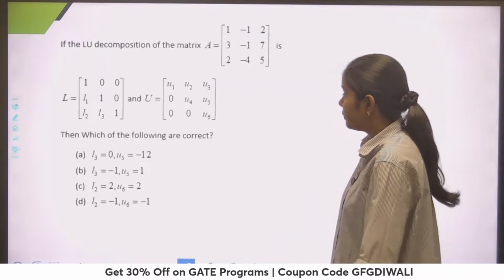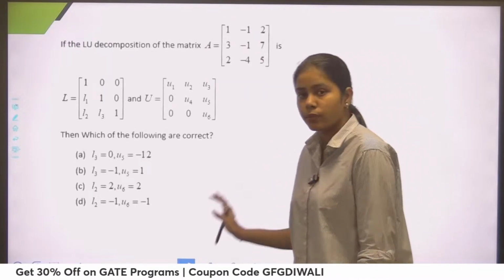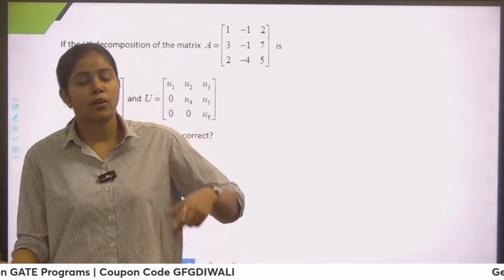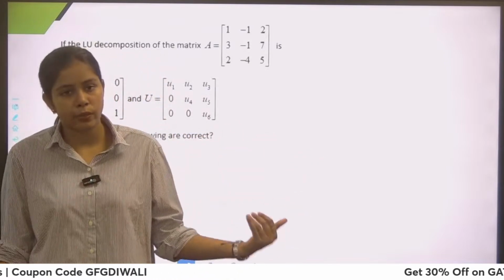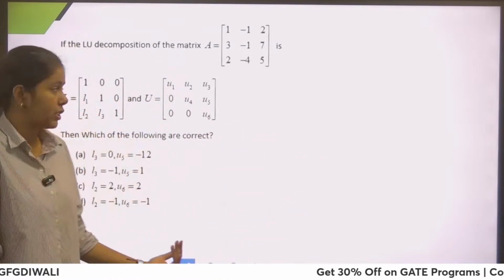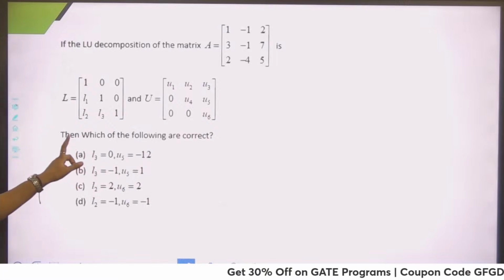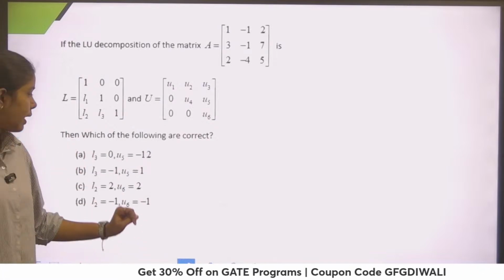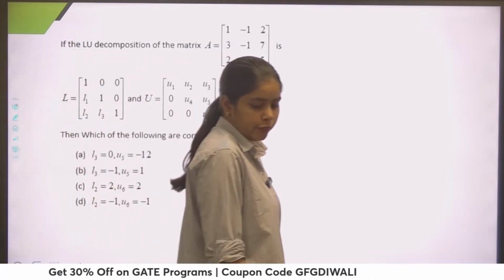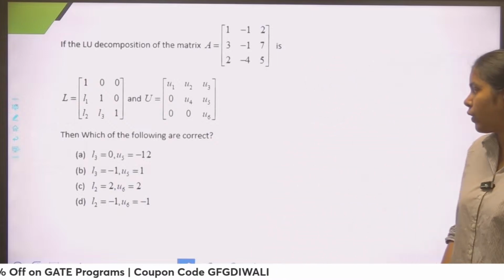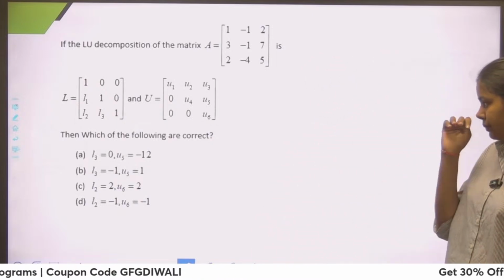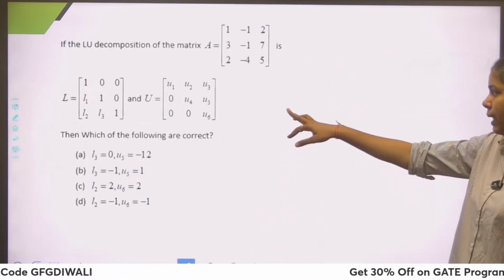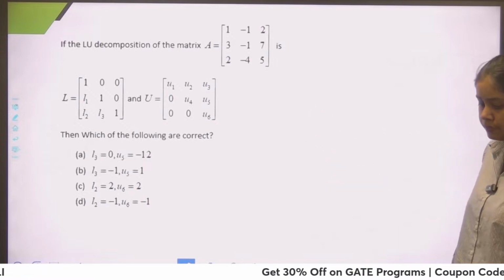Okay, now this is the next question, guys. LU decomposition is a very important topic because if you look at the past 3 years, they have asked questions from LU decomposition each year. So they have given a matrix A and they are asking which of the following options is true for the values of L and U. This is the L matrix, this is the U matrix.